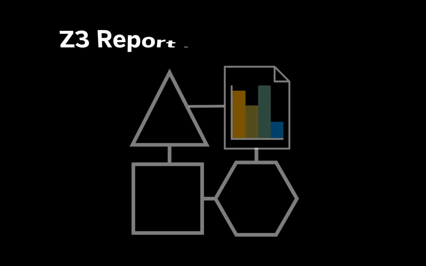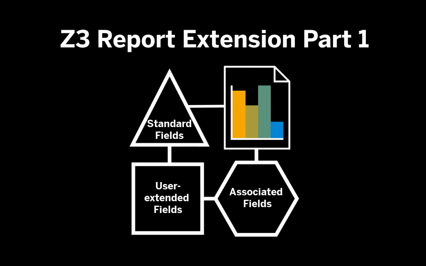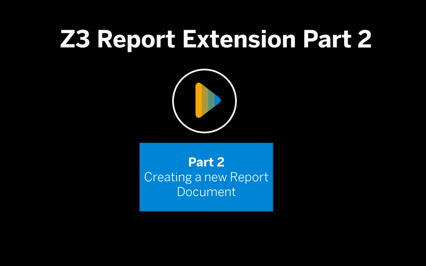And that's it for this first part. We've extended our report definition and seen how to add standard fields, user extended fields, and associated fields to our report definition. Now we can move on to the second part of this tutorial, which shows how to create new report documents from existing CDS views, as well as how to create new report documents if no CDS view exists. And we'll see you over in part 2.